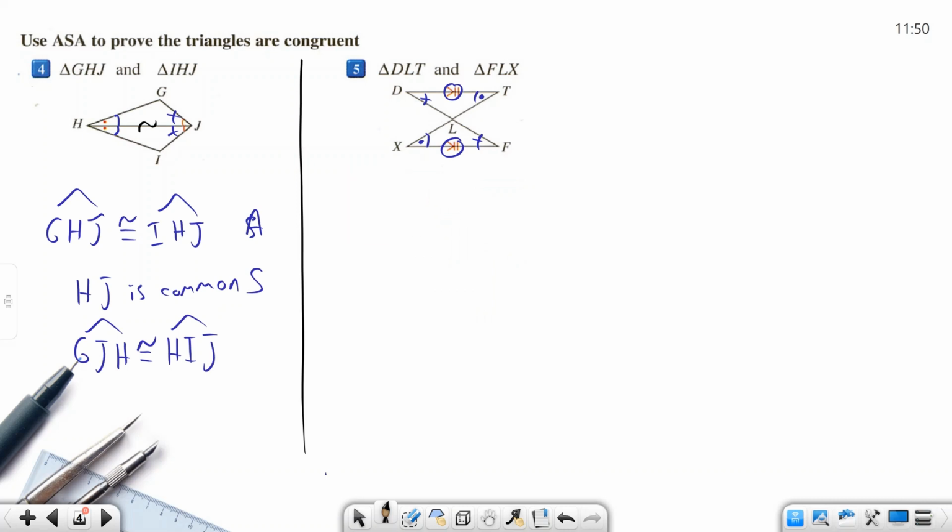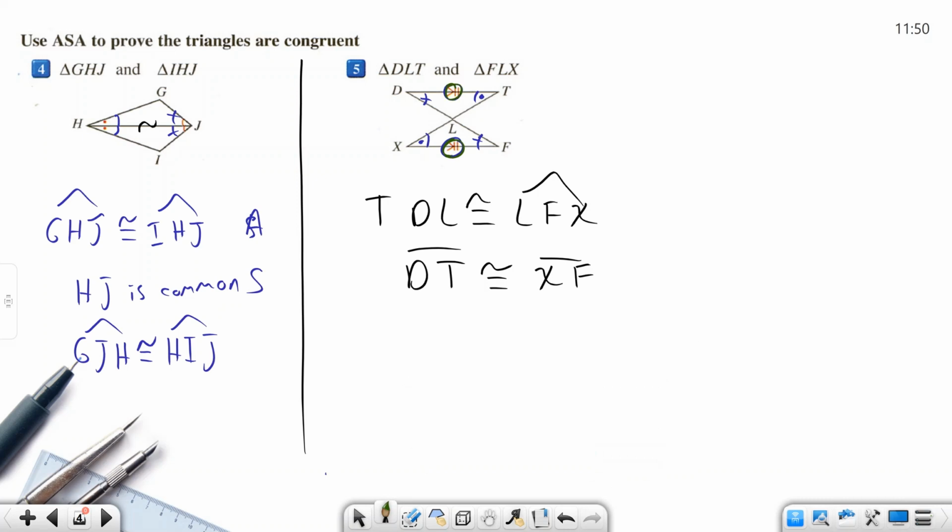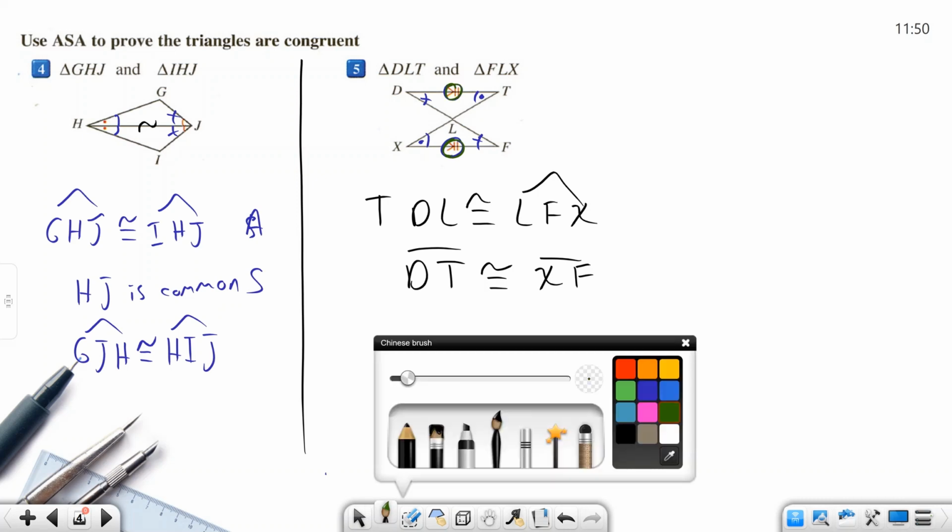So TDL is congruent with LFX. After that, the side DT is congruent with XF. So as you see here, let's change the color again. This one and this one, they are congruent.